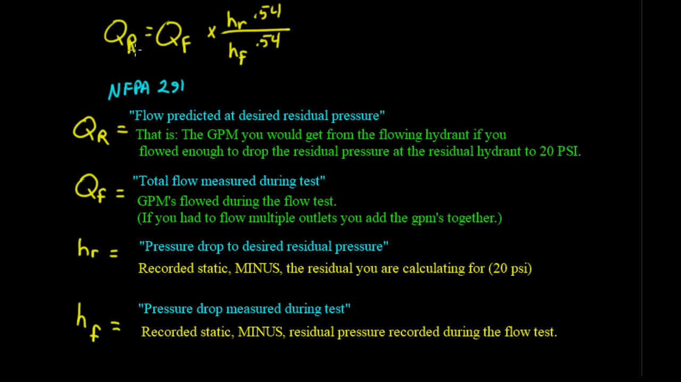Now QF, and that's the number they're wanting you to tell them over here for your theoretical calculation. QF is the total flow during test. So it's the gallons per minute that you flowed during the test. If you had to flow multiple outlets, you add them together to get that one GPM, the total GPM flowed. When they say flow, they mean gallons per minute. HR is a pressure drop to desired residual pressure. That means it's the recorded static pressure during the hydrant flow test minus the residual you're calculating for, which in this case, we're going to be shooting for what if we got 20 PSI residual on the main, how much water would we get? So HR is what you recorded for static pressure subtracting the residual you're calculating for. And H sub F, pressure drop measured during test, that is actually the static pressure you recorded minus the residual pressure you recorded during the test.